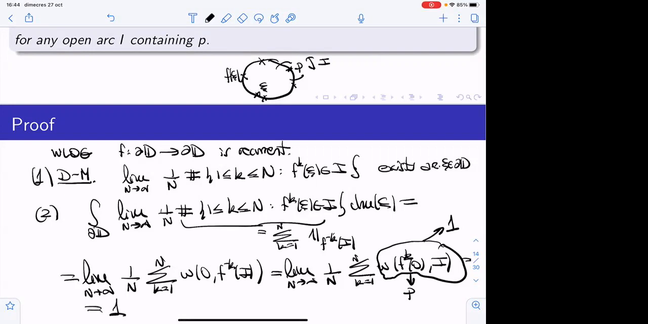So what we have learned is that even if the mapping is recurrent, so even if P is not an attractor in the unit circle, in the mean it acts as an attractor.